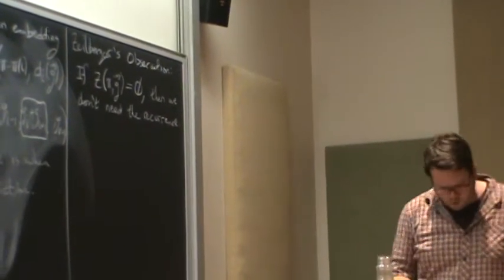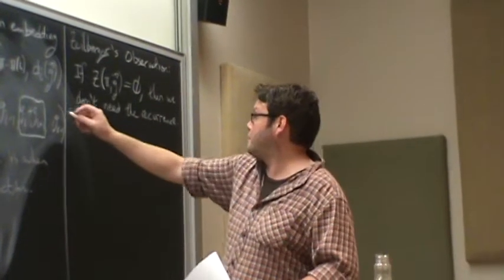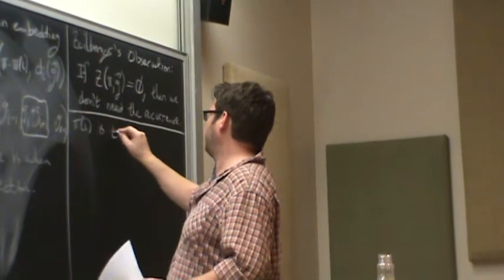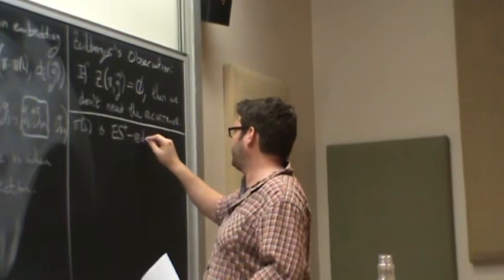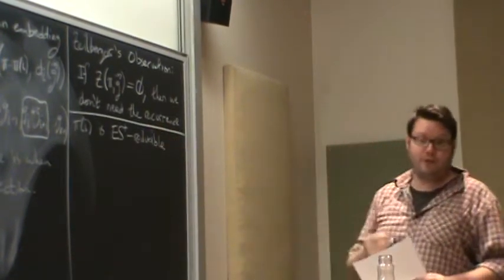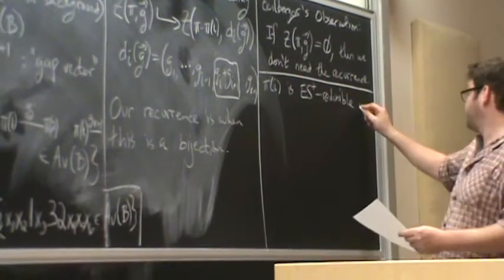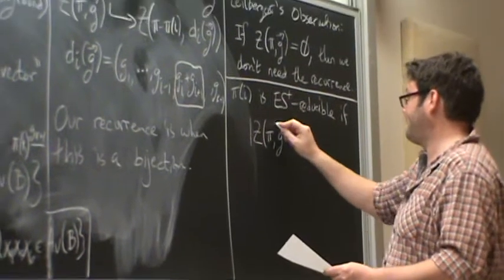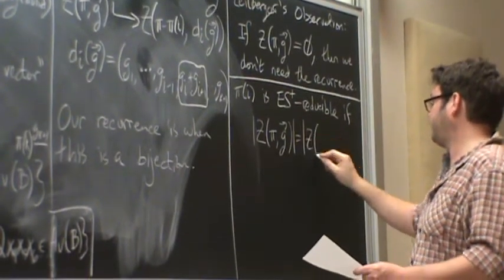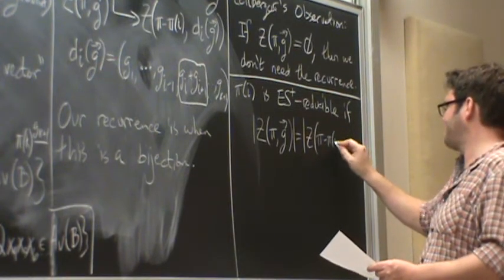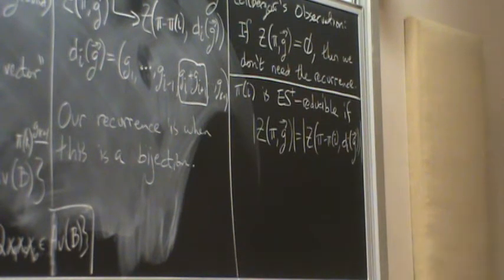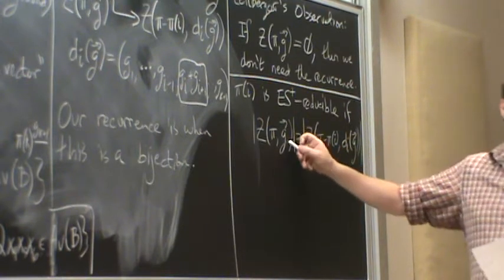Okay, so I'm going to make another definition of reducible. So pi of i is, and this is actually my version of the Zeilberger enumeration schemes, so it's ES plus reducible, if I want this to be a bijection, so I'll take out pi of i, and I'll do what I need to do on the gap vector. But I only want this when this set is not empty.